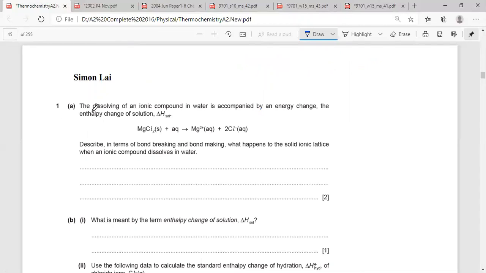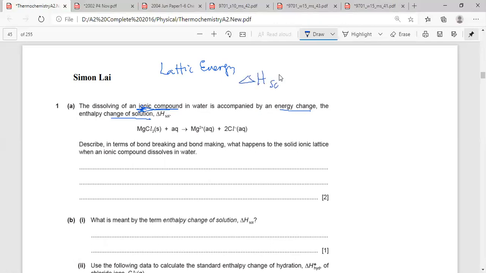Magnesium chloride. Okay, the dissolving of an ionic compound. They tell you specifically it is an ionic compound, which means it will involve lattice energy. In water, it's accompanied by an energy change. So the enthalpy change of solution is called the heat of solution, represented by this. Solid is it? Aqueous is it? That means it's infinite dilution until here. Now this is the delta H. They call it SOL only.